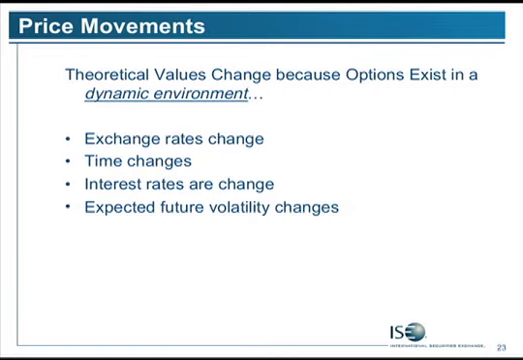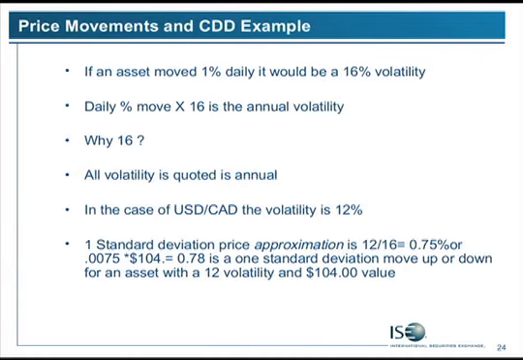These movements are occurring all day long, so we have exchange rates moving, times changing, interest rates are changing, and future volatility is probably going to change. Now, this is a very interesting point. I'm going to spare you the math, but I want you to understand that if you were to take the volatility of an asset, divide by the square root of trading days, you could come up with a rule of thumb for how volatile a certain asset might be over a certain period of time, over 1 day's trading.